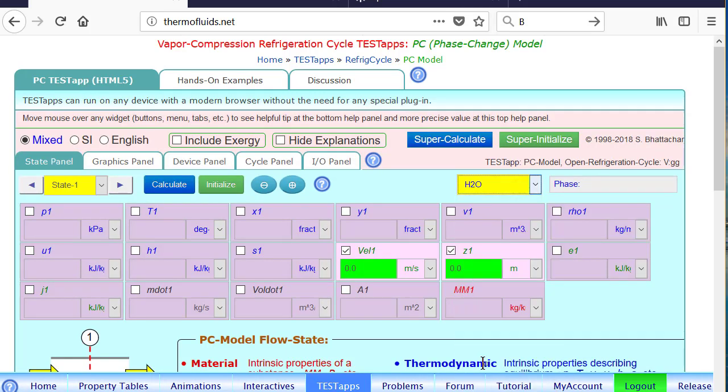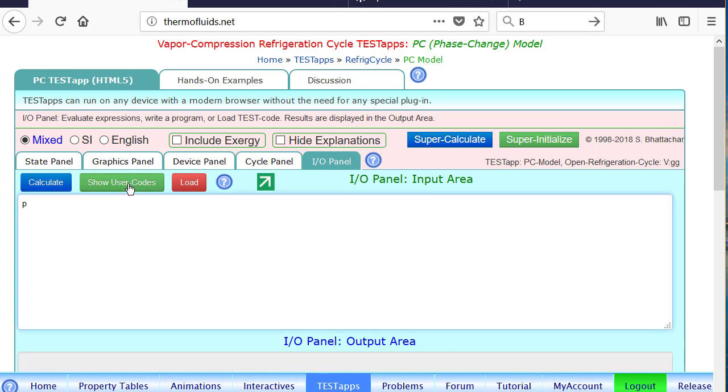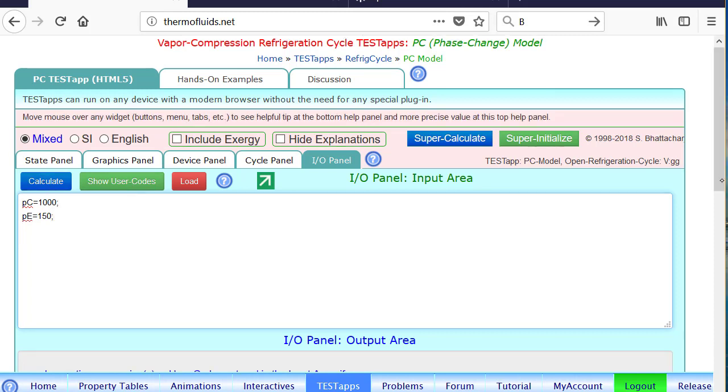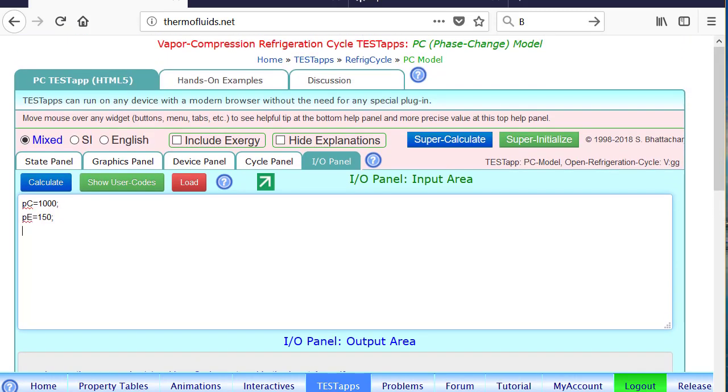The fluid is R134A. We go to the IO panel, and let's declare the condenser pressure. PC equals 1 MPa, which is 1000 kPa. Remember, it has to be in SI units. And pressure of evaporator, we'll call that PE, is 0.15 MPa, which is 150 kPa. Okay, so these are our two parameters, and calculate registers their values.